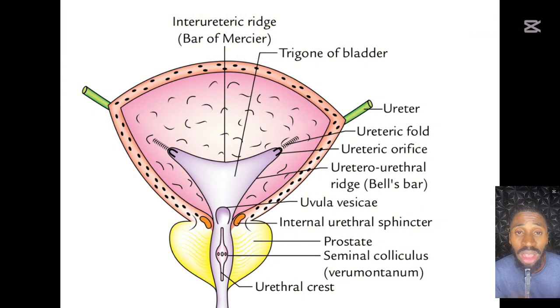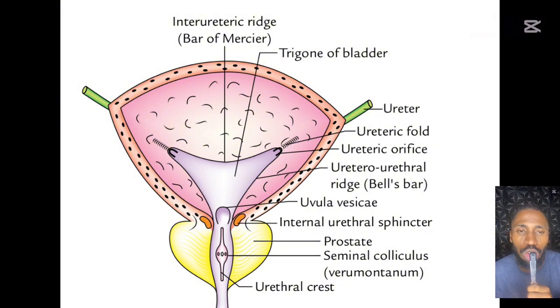mucosal elevation. That mucosal elevation is very, very important because it marks the point of the prostatic urethra. Now that elevation, that mucosal elevation at the ureteric orifice, is called the what? Uvula vesicae. Don't forget the uvula vesicae. So the elevation at that ureteric orifice is called the uvula vesicae.